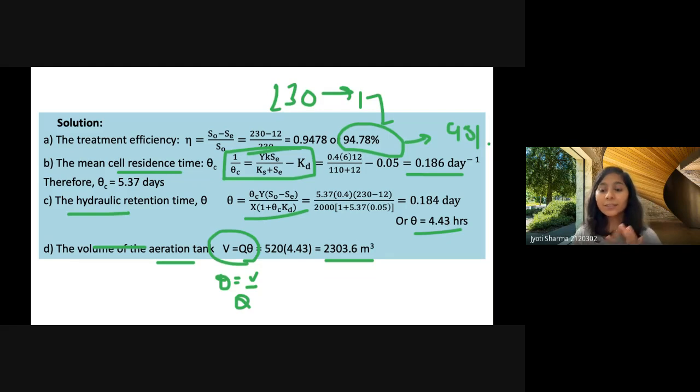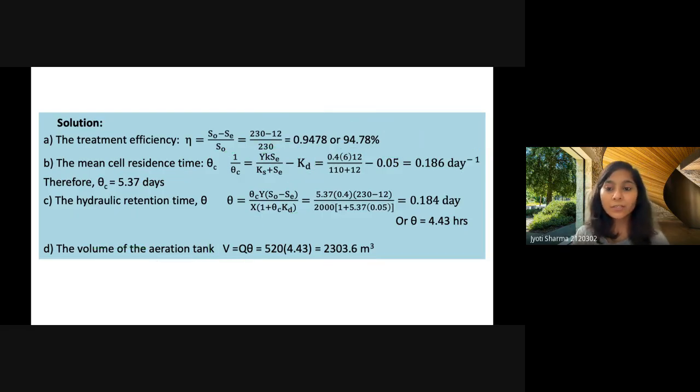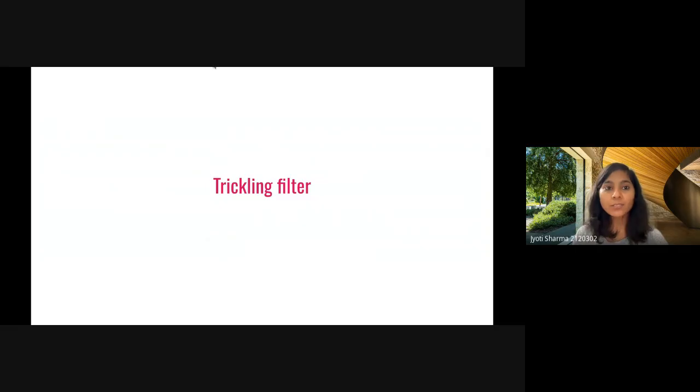So I think the terminology is very clear, but it may be that you are not remembering the formulas, but it's okay as long as you are understanding the concept of the activated sludge process, right? So this was the part on your activated sludge process. Now we are moving to the next technique, known as the trickling filter.